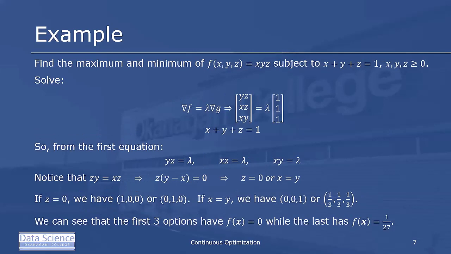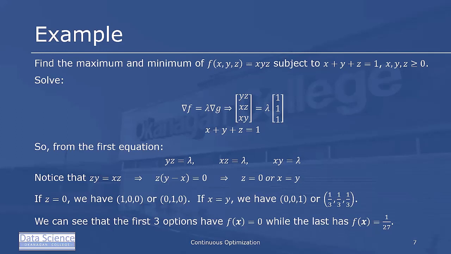In this example, we want to find the maximum and minimum of f of x, y, and z equals x times y times z, subject to the constraint x plus y plus z equals 1. Here, x, y, and z are all greater or equal to 0. So again, we solve the gradient of f equals lambda times the gradient of g. That gives us the equations xy equals lambda, xz equals lambda, and yz equals lambda, as well as the constraint that x plus y plus z equals 1.